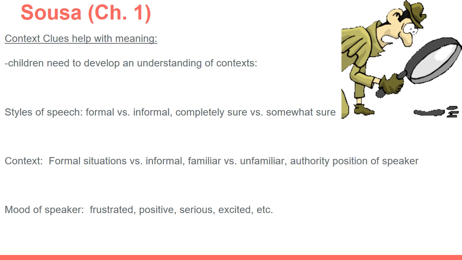Another way to build semantic understanding and meaning is to use context clues. And it's important to teach students explicitly how to develop context clues and how to use context clues. And so there's 3 types of ways you could teach students context clues. First of all, you could talk about the styles of speech. So there's formal versus informal. There's also the types of certainty reflected in the speech pattern.